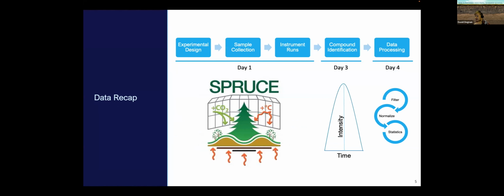Just a quick recap of what we've been doing. On day 1, you covered experimental design, sample collection, and instrument runs. You'll revisit some of that on day 5 as well. From the spruce data sets on day 3 from Yuri and Will, we talked about compound identification with CoreMS. We also talked a little bit about filtering, and we have some other filtering options, which we'll go through. Then normalizing: why we do it, how you do it, and the many different methods you can normalize FTMS data with.